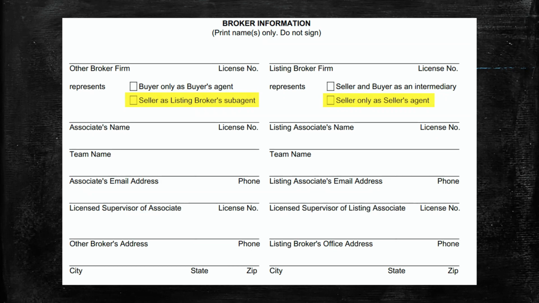But in a sub-agent situation, one thing to notice is that both brokerages here are representing the seller because the person representing the buyer does not have a signed buyer-tenant representation agreement. Therefore, they are a sub-agent of the seller. But for purposes of the broker information page, we're going to use the top of it. We're going to use both sides of the page because we're dealing with two different brokerages, but we're going to check the box that shows that both brokers here are representing the seller.